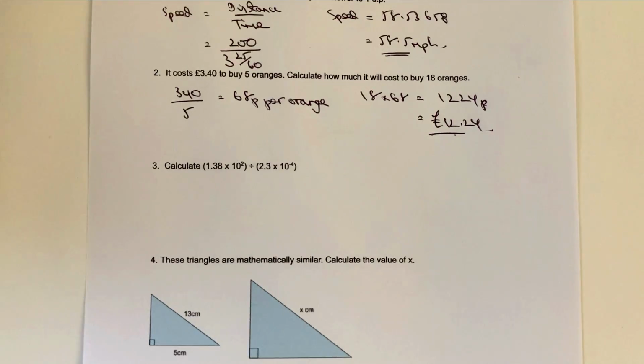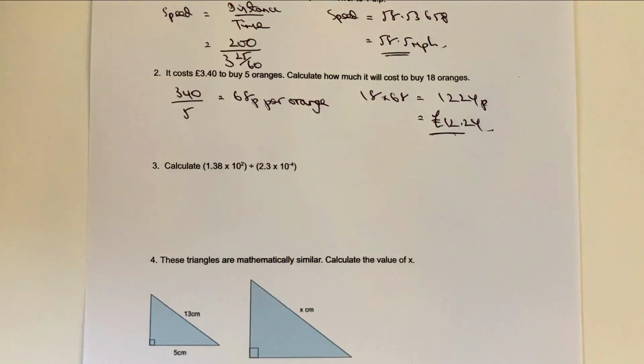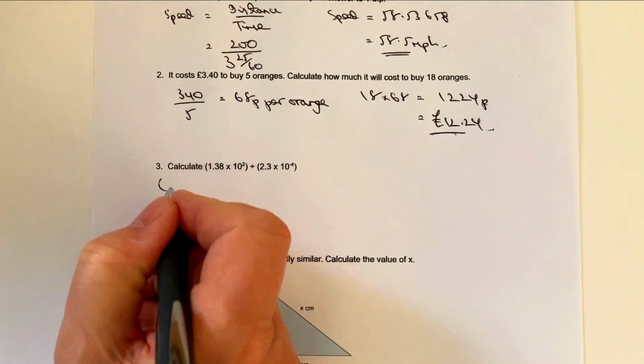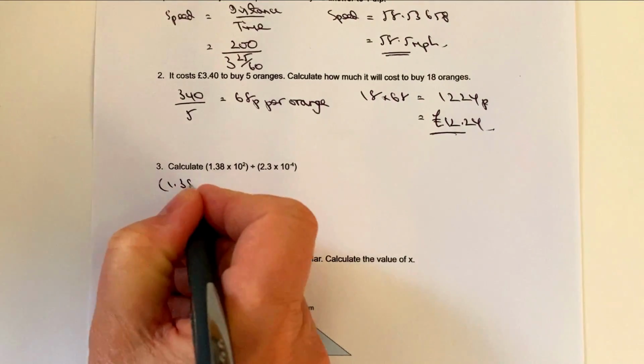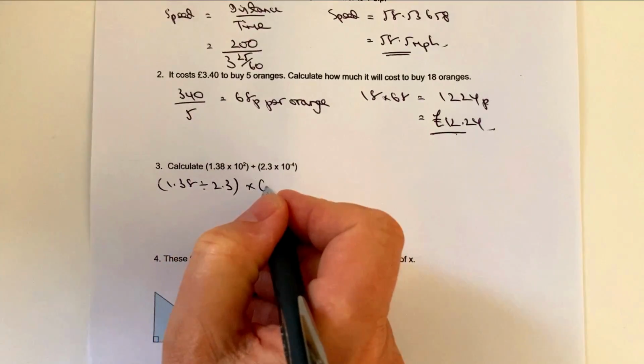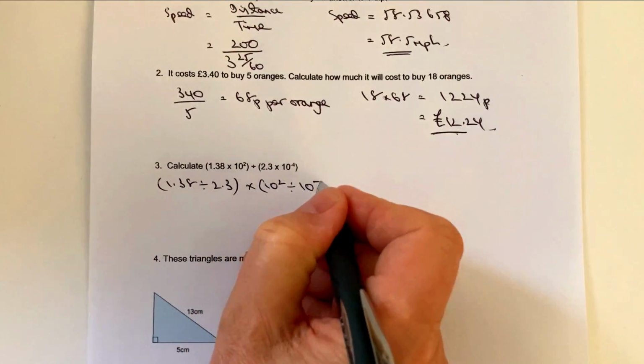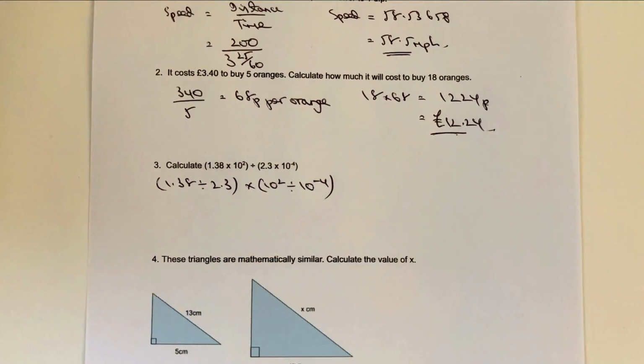So it's calculate this. Now, you could plug that directly into a calculator and there'd be no problems at all with that. It would give you the calculation, providing you use the brackets and the division sign. However, I just want to very quickly say that if you were calculating this, you would do it as 1.38 divided by 2.3, and then the standard form part of it is 10 squared divided by 10 to the power of minus 4. So you could work those things out separately if you wanted to.